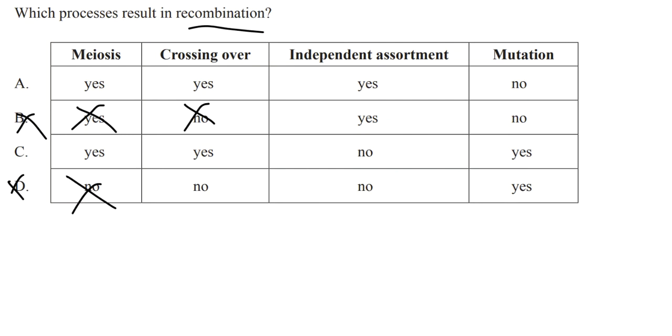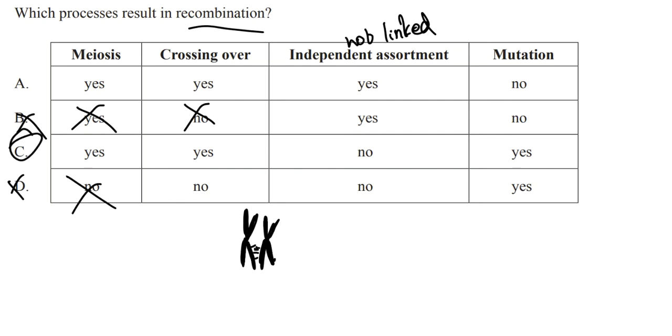I believe independent assortment means that the genes are not linked, and I believe for recombination you need genes to be linked because we need chiasmata forming between homologous chromosomes in these bivalents, right? So if we want that to occur, we're going to need non-independent assortment. So C seems to be the correct answer.